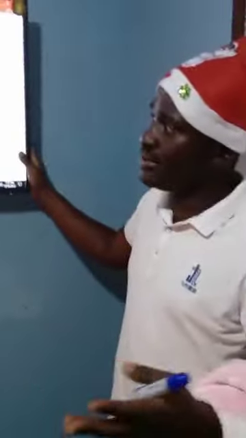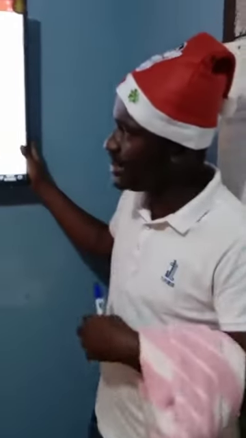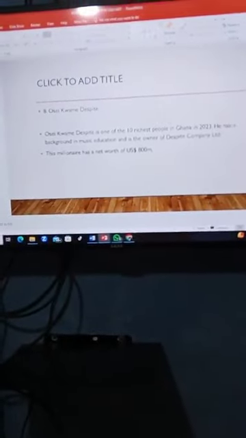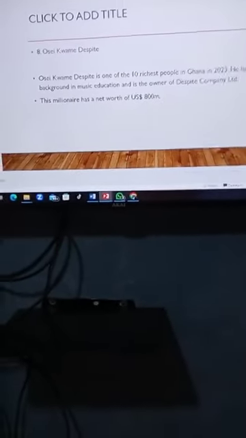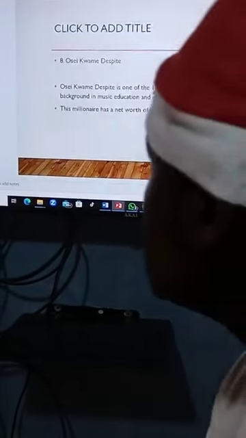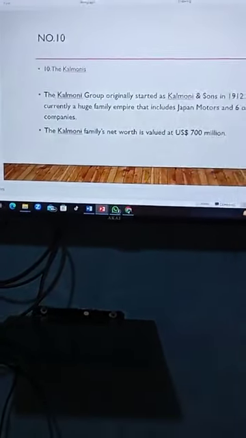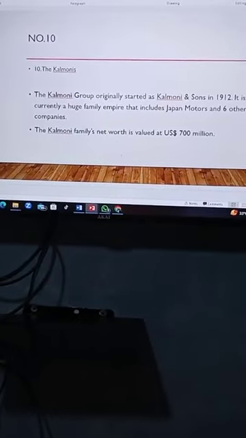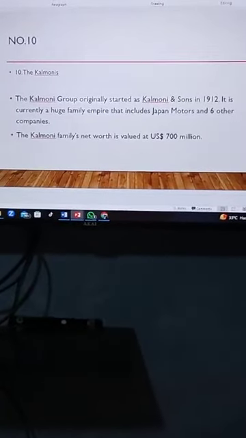Then we have John Dramani Mahama, former president, who has $900 million. Nabil Edmond had 900. The 6th, Michael Ibrahim, who has 870. Alhaji Muhammad has how much? 850. Let's see, do we have Osei Kwame Despite in? Yes, Osei Kwame Despite, who has $800 million. The biggest as far as entrepreneurship is concerned is number 1. Then we have number 10, the Kamonis, $700 million.